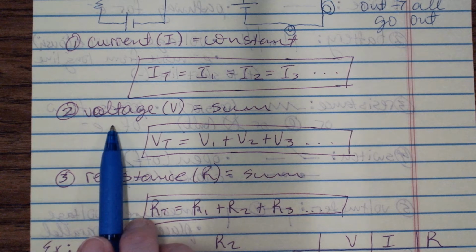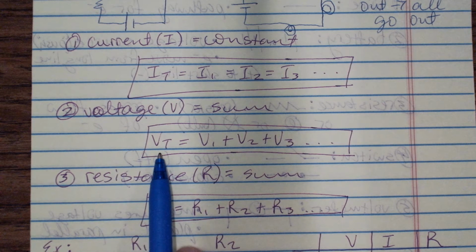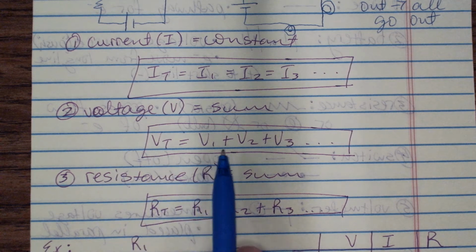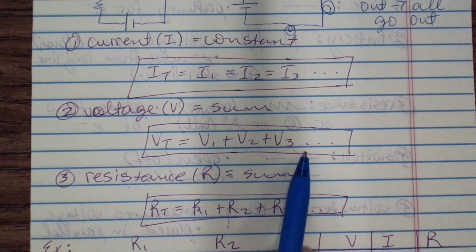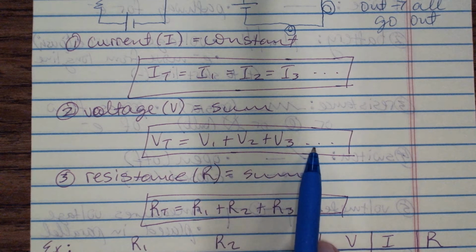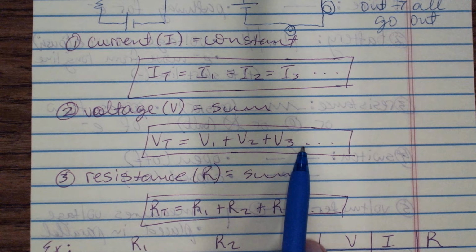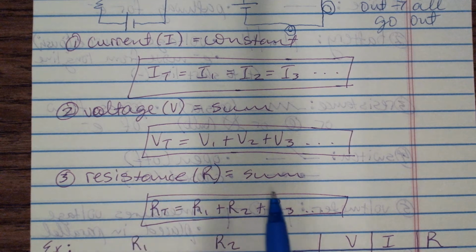The voltage on the battery is equal to the sum of the voltages going through the bulbs, and that's because the electrons are being shared through that one pathway, so they distribute the voltage among them. The resistance is the sum. So you add up the resistances of each bulb or resistor, and that will give you the total resistance, and the total is the total resistance on the battery.